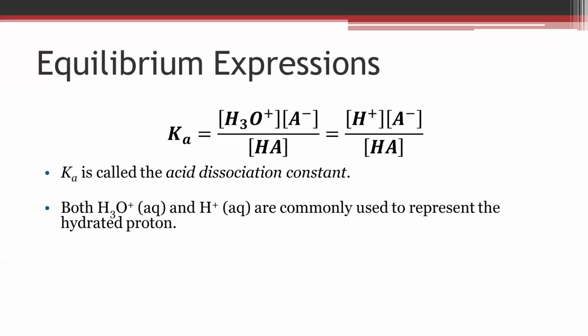Going back to our reaction of HA plus water making hydronium plus the conjugate base, we have this equilibrium expression where Ka is called the acid dissociation constant. It's very similar to the equilibrium constants we had before. I have both sets here for you, depending on whether you're including water or not. The hydronium and the H plus are commonly used to represent the hydrated proton, and they are interchangeable, but the AP exam prefers the hydronium.